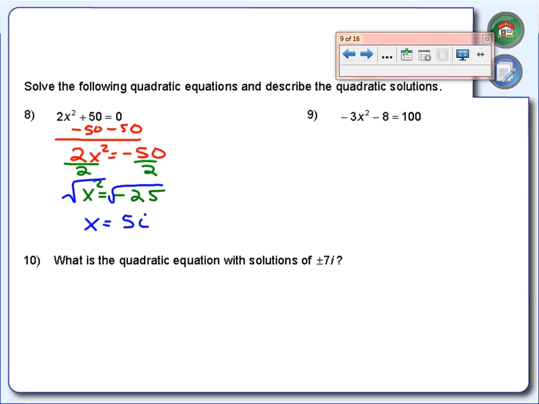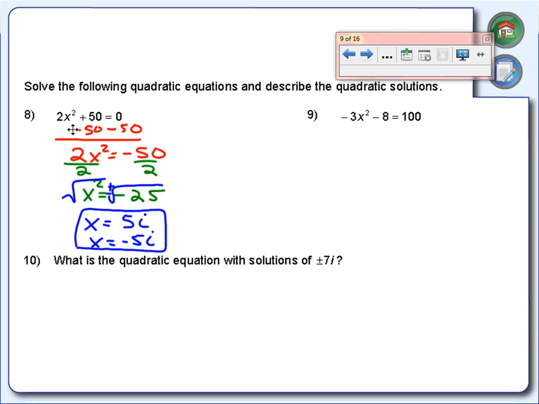5i. How many solutions are we supposed to have? 2. Right now we have the positive square root of negative 25, but we also need the negative. So we're also going to have negative 5i. Once again, what do you notice about those two solutions? They're conjugates. Notice how they're conjugates of each other.